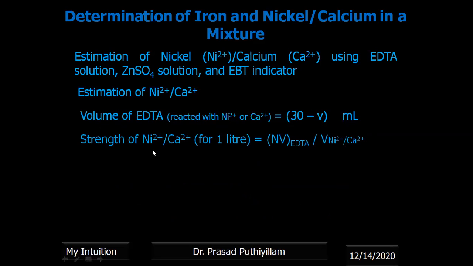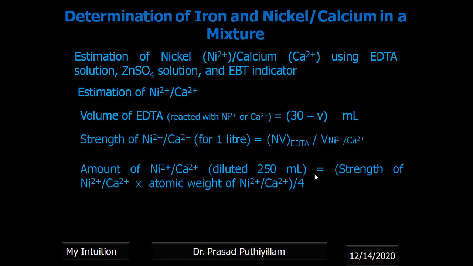Therefore, the strength of nickel 2+ or calcium 2+, normality calculated in terms of liter, is N times V of EDTA divided by the volume of nickel or calcium solution, or the volume of the filtrate in general. This strength is calculated for 1 liter, but we prepared only 250 ml, since the filtrate was diluted to 250 ml only. Therefore, we need to calculate for that 250 ml, that is, divided by 4.